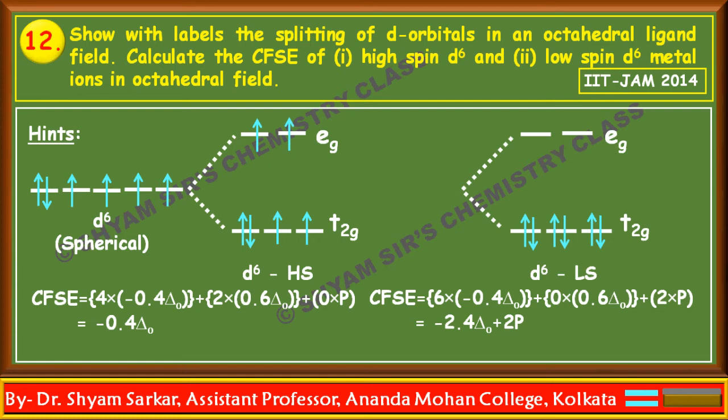that means minus 2.4 Δo plus 2P. So for the high spin state CFSE is minus 0.4 Δo, and for the low spin state CFSE is minus 2.4 Δo plus 2P. So additional pairing occurred here, and you need to consider pairing energy for the low spin state in this case. This is how you can calculate CFSE for high spin d6 and low spin d6 metal ions in an octahedral field. Okay. See the next question.